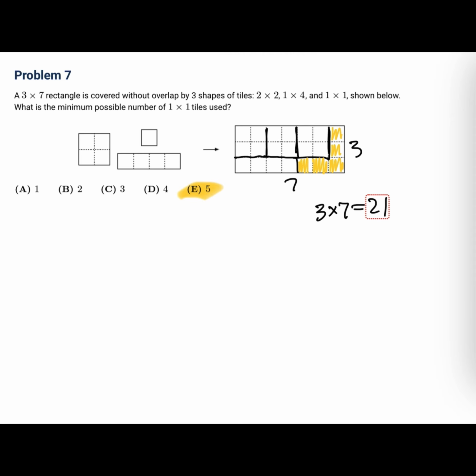Well, if we look, in order to get 1, you have to subtract 20. In order to get 2, you have to subtract 19. In order to get 3, 18. In order to get 4, 17. And 5 would be 16.